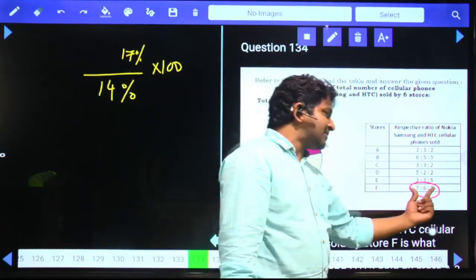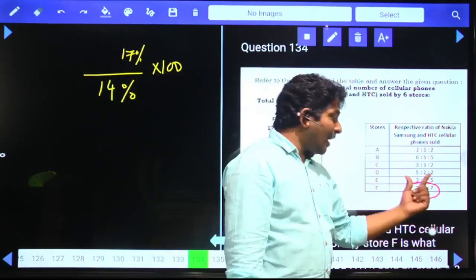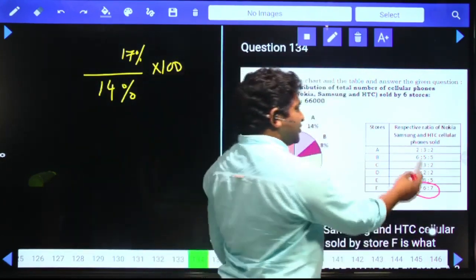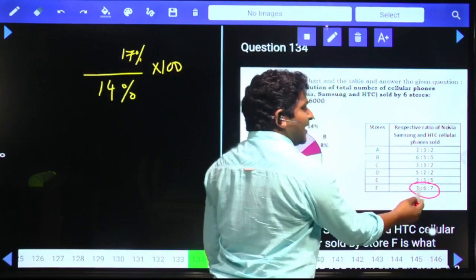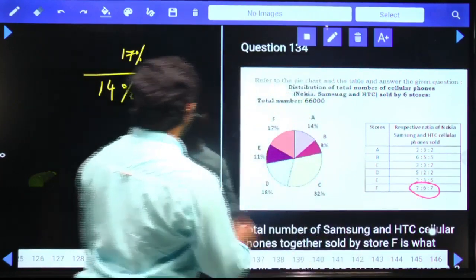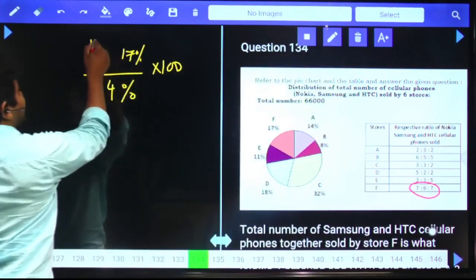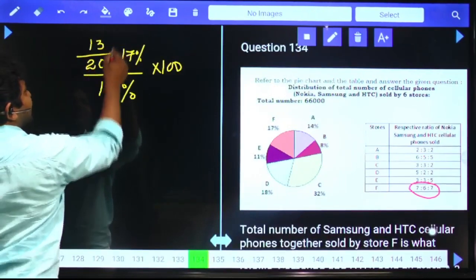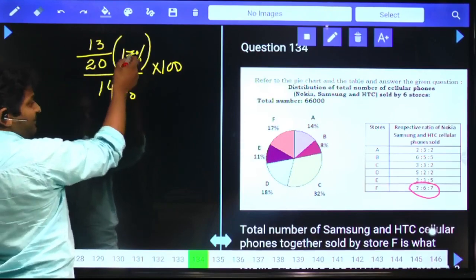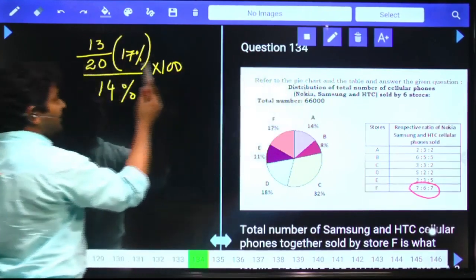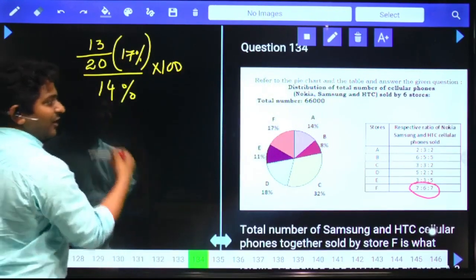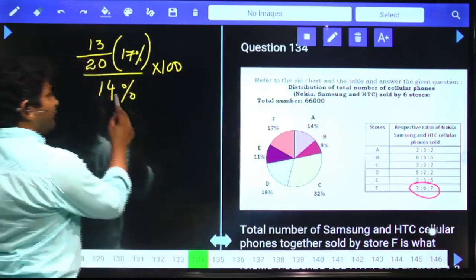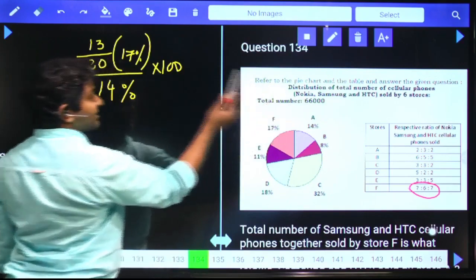7:6:7. Total how many parts are there? 20 parts are there. Out of these 20, HTC and then Samsung. HTC and Samsung together, they are 7 and 6, 13 parts. So now 13 parts out of 20 parts among 17 percentage of 66,000 is what percentage of total mobile sold from store A? 14 percentage of 66,000.